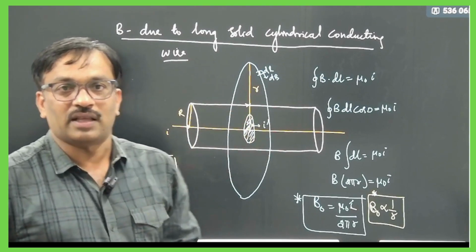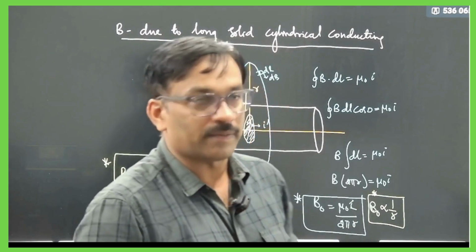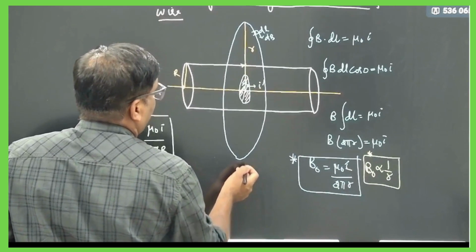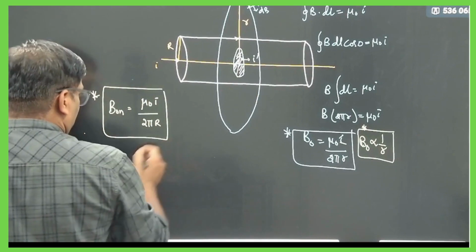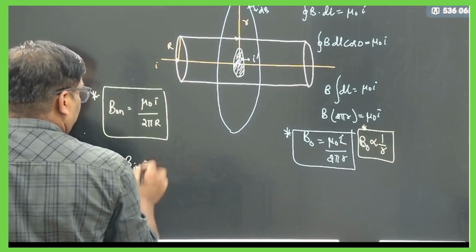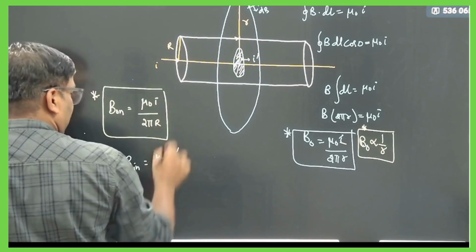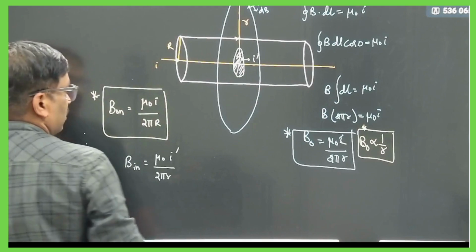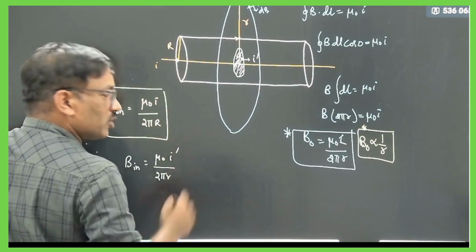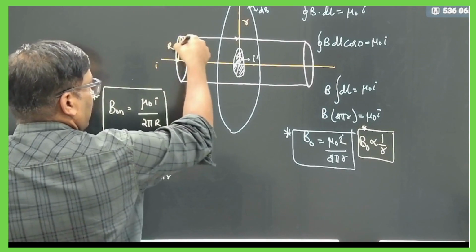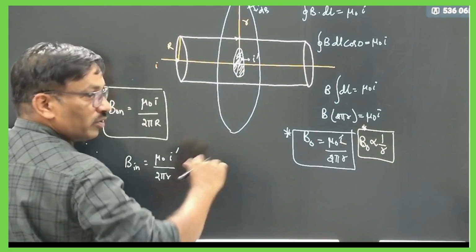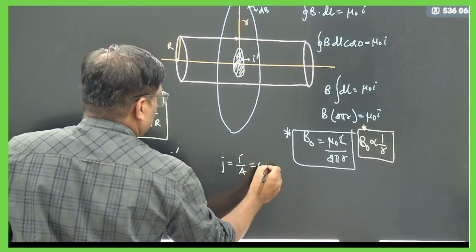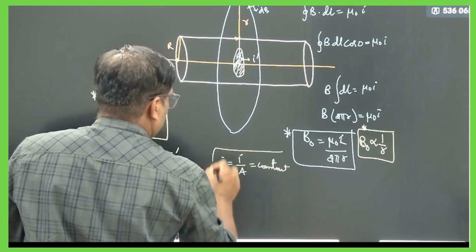No, I said the current is distributed uniformly, right? So we want to calculate what will be the current in this one. The magnetic field inside we can write as the same, that is mu naught into current passing through that area by 2 pi into small r. But we want to calculate I dash here. I said the current distribution is uniform. So the current flowing through this area and through this area, per unit area, the current density, is nothing but current by area, and it will be constant.